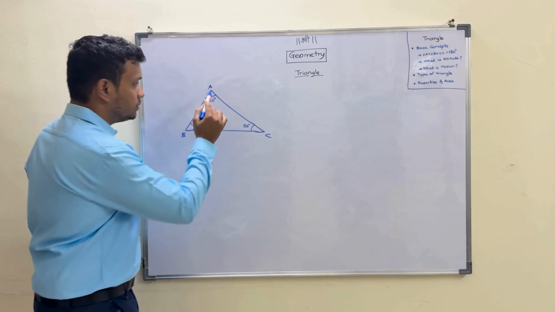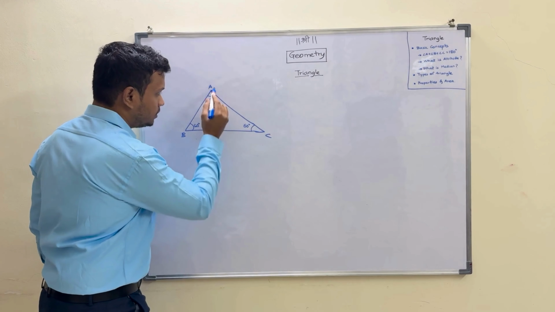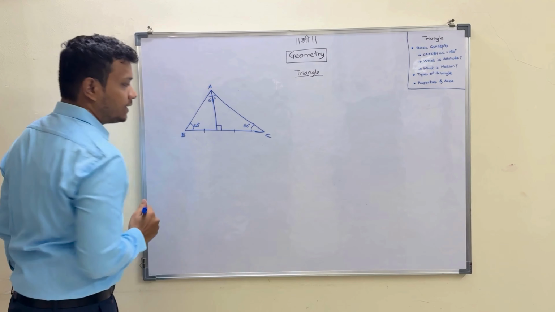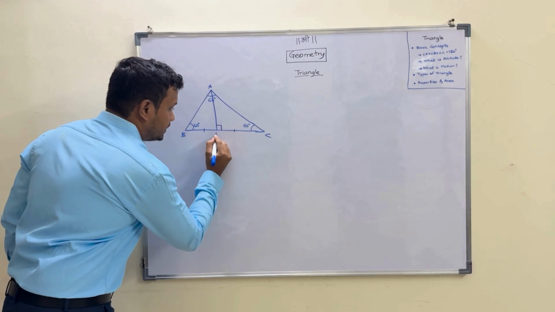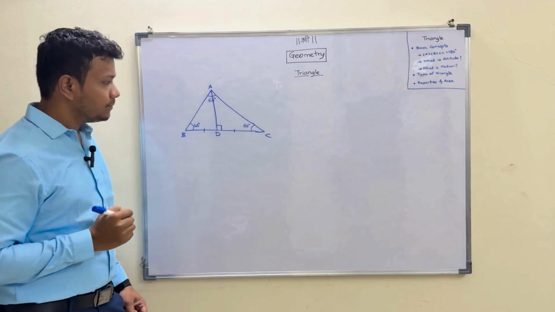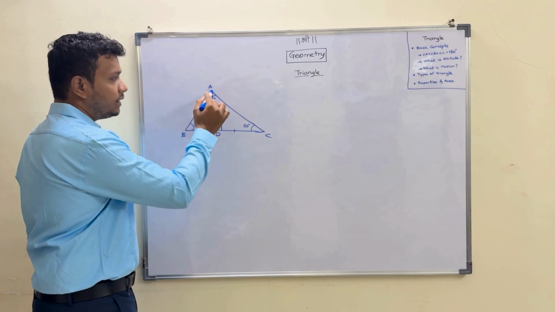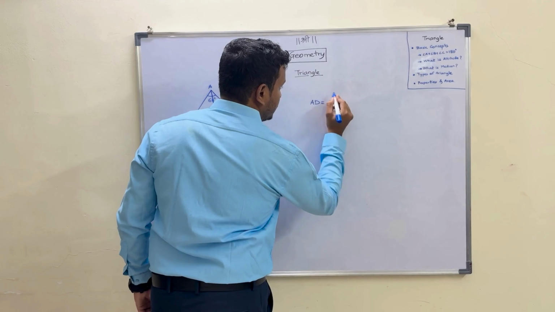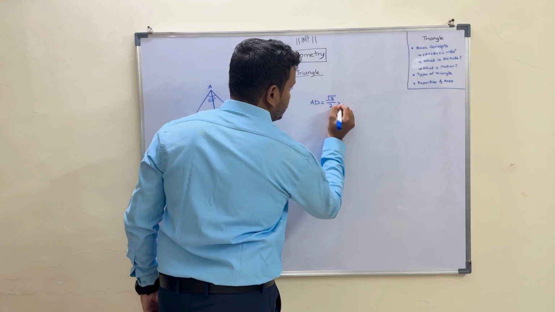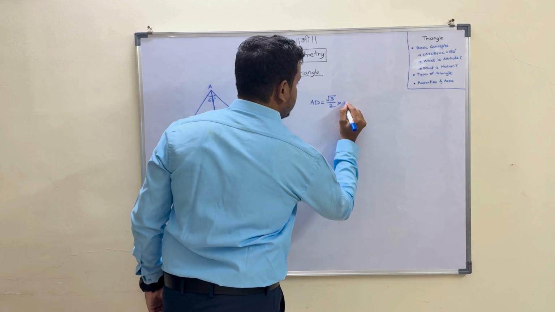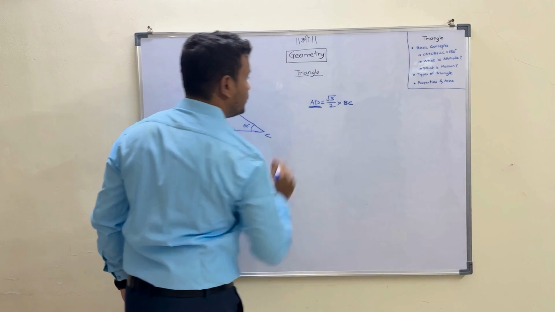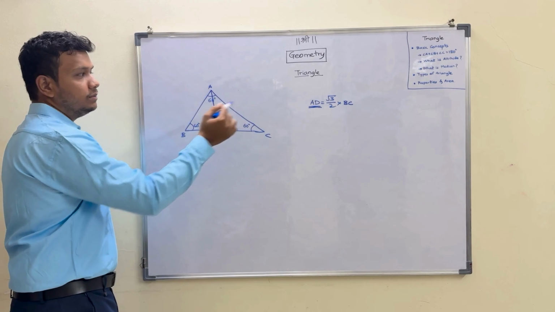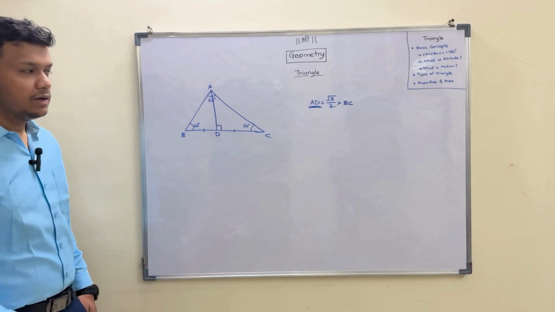So as I mentioned, the altitude of this triangle is also the median. So it will divide the side BC into equal parts, and this is perpendicular to side BC. So if I have to compute the length of AD, I can compute it with a very simple formula. AD should be root 3 by 2 into side. So the side here is BC. If I know the length of BC, I can compute AD by multiplying by root 3 by 2.